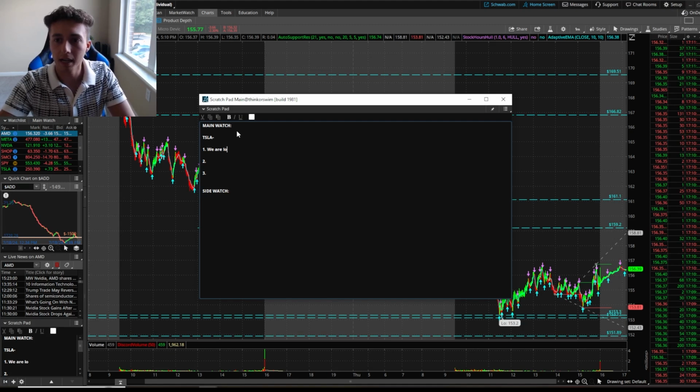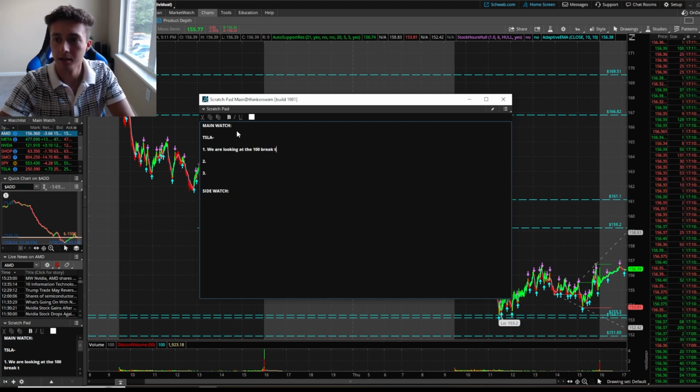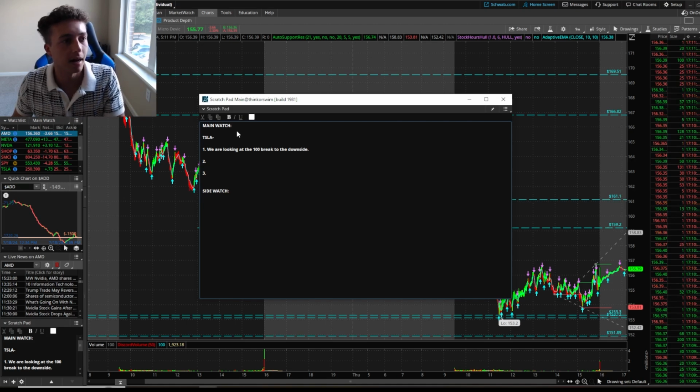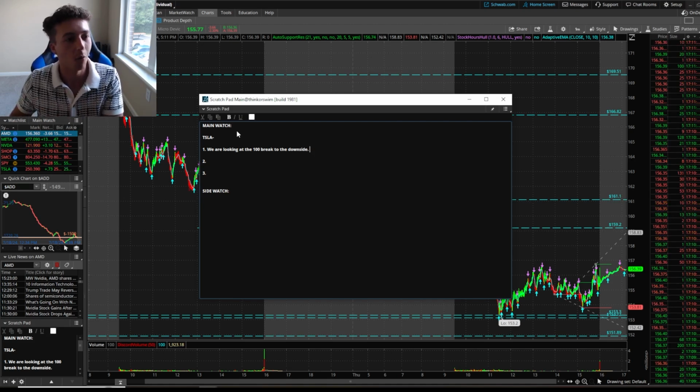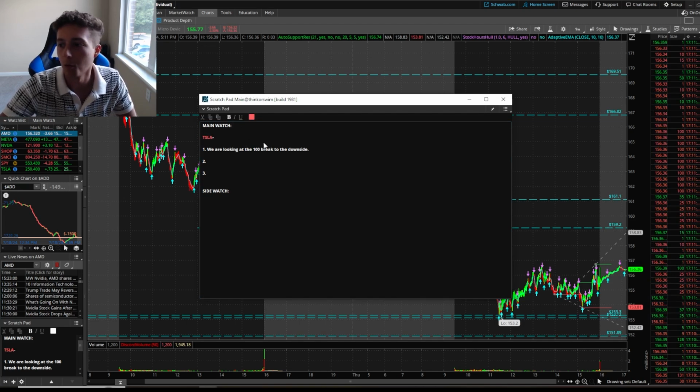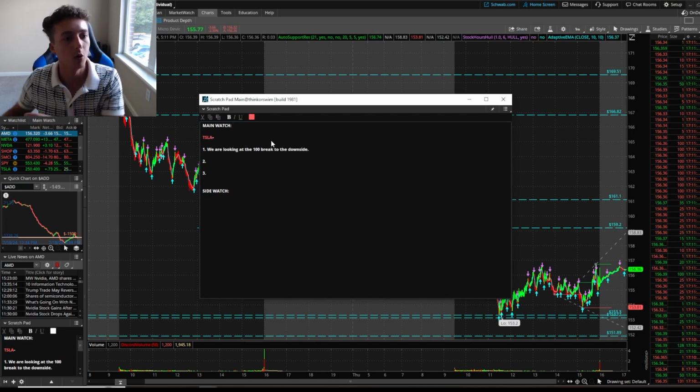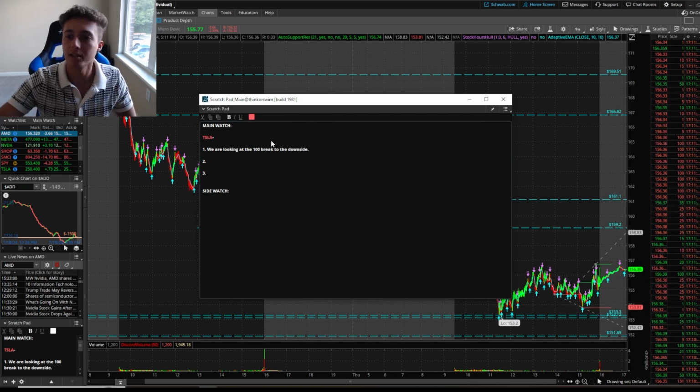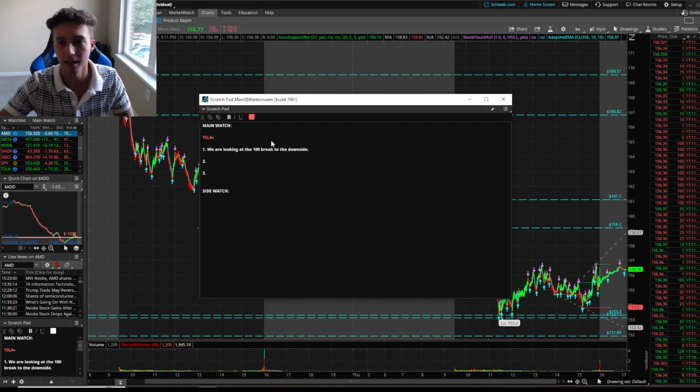we are looking at the 100 break to the downside. And I also like to categorize my trades and make sure that I know whether we're taking these to the upside or downside. What I will usually do is just recolor the name of the stock to red or green. So whenever I see that the market is overall moving down, I can just look at my watch list and see which ones do I have to the downside. So in this case, I will have Tesla to the downside.